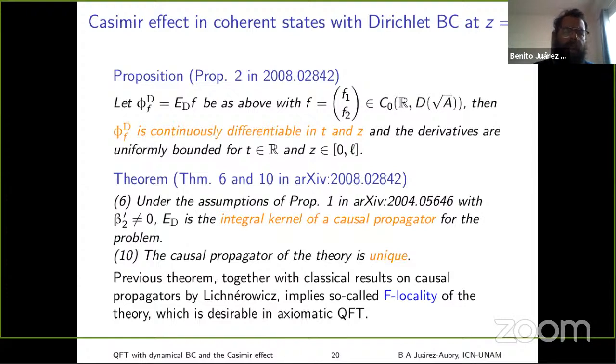And this is important because this theorem implies, together with some classical results on causal propagators from the old age by Lichnerowicz, that the theory satisfies something called F-locality, which is an important property in axiomatic quantum field theory. It means that if I work with a field confined in a box, but I do physics far away from the walls in a causal diamond, I cannot see, morally speaking, the difference.